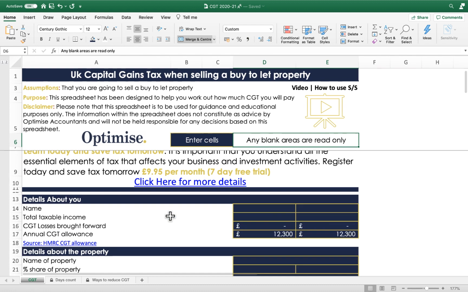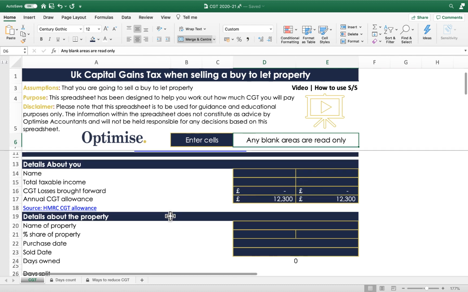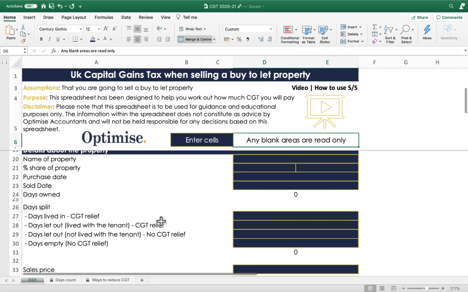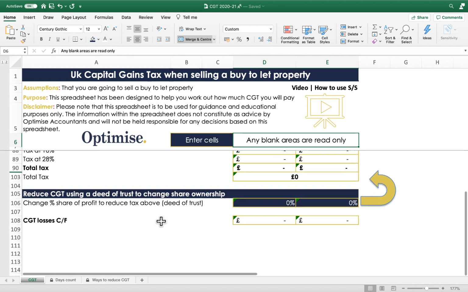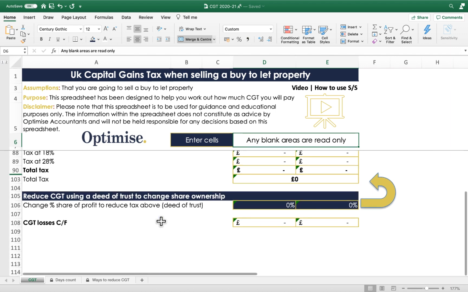So let's go ahead now and talk about CGT. So what we've done is got a couple of sections here. We've got sections about you, about the property, and then we move down to the tax position. And then further, we'll look at how to reduce CGT altogether.